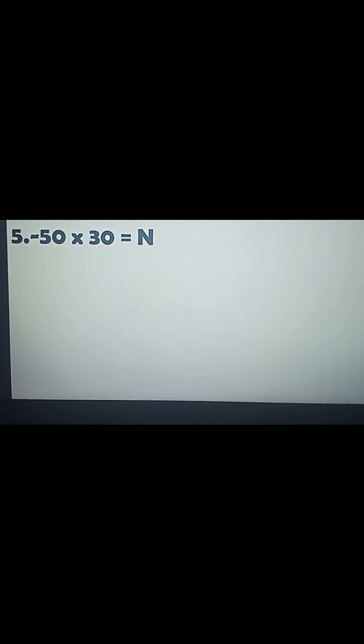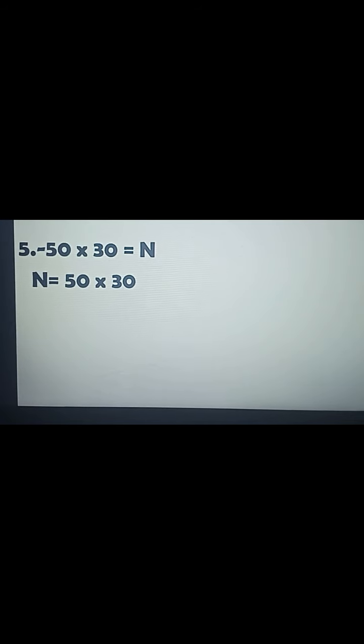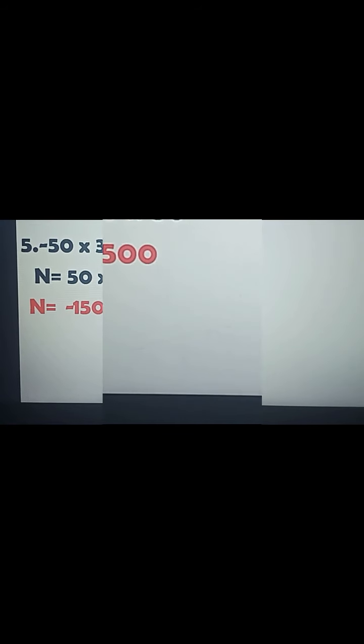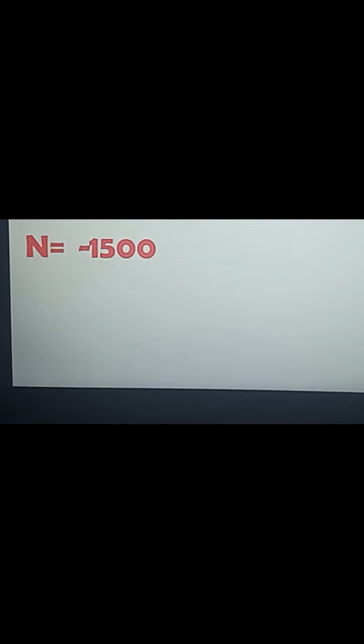Last problem. Negative 50 times 30 is equal to n. As we can see, this is multiplying integers and they have unlike or different signs. First, we find the absolute value of negative 50 and 30. The absolute values are 50 and 30. Copy the multiplication sign. Then to find the product, just multiply the two numbers. 50 times 30, the answer is 1,500. Then copy the negative sign. The final answer is negative 1,500.